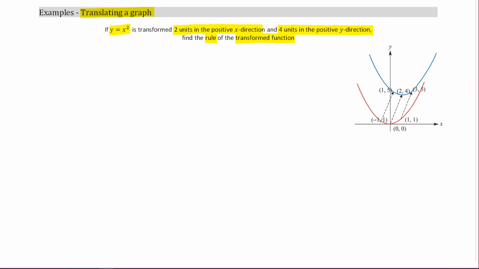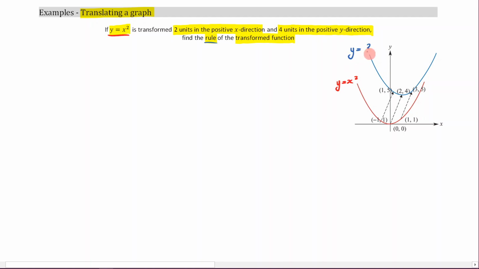Now, just because we're just starting here, I think it's going to be useful for us to just visualize what's going on here. So what it's saying is we're starting with y equals x squared, and that's this red graph right here. That's what we're starting with, y equals x squared. And then we're applying these translations to the entire graph. And we're arriving at this new graph right here, this blue one. And what the question is asking us to do is find the rule for this blue one. So we don't know it yet, but that's what we're trying to do.